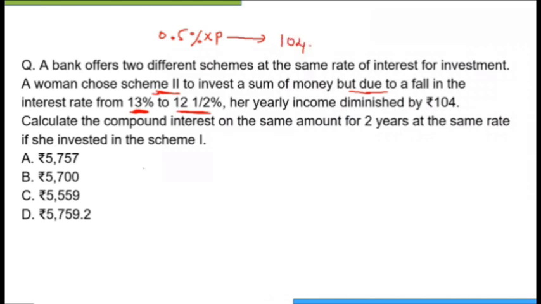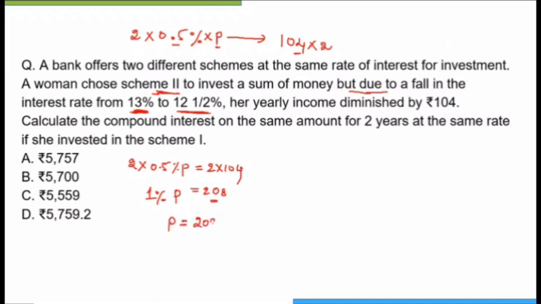is 104. If 0.5% of the principal is 104, I'll multiply this side with 2, because we'll take it as an equal symbol. 2 into 0.5%, 104. This gives me 208. That is 1% of the principal. If 1% is 208, what about 100%? That means the total principal. 208, so she invested 20800. This is the principal that she has invested.